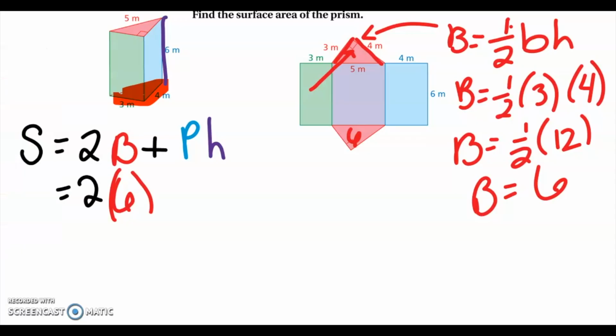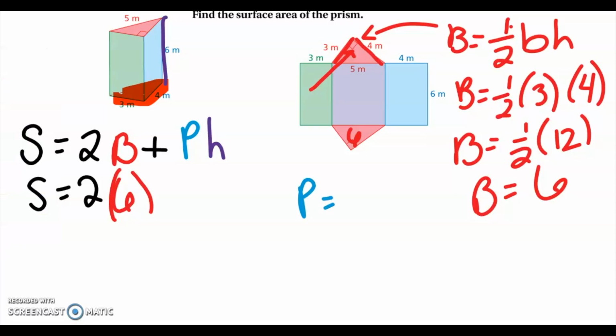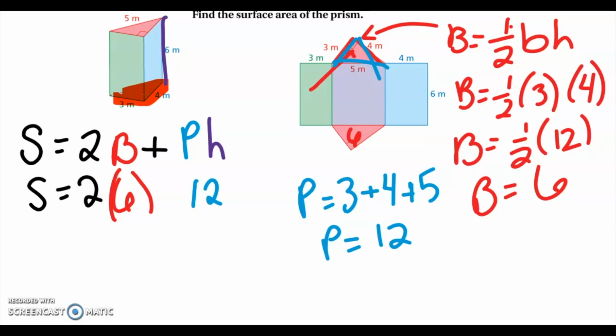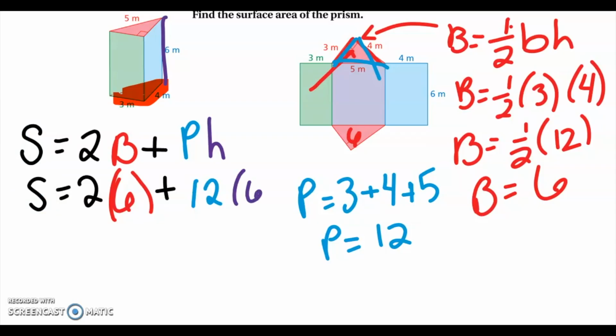Now, next, I'm going to focus on that perimeter, the perimeter of my triangle. So I need 3 plus 4 plus 5. So 3 plus 4 plus 5. So 9 plus 3 is 12. So I'm going to plug that in for my perimeter in my formula. And then finally, I'm going to multiply that by my height, which is 6.